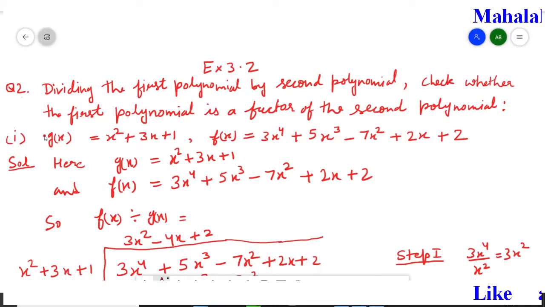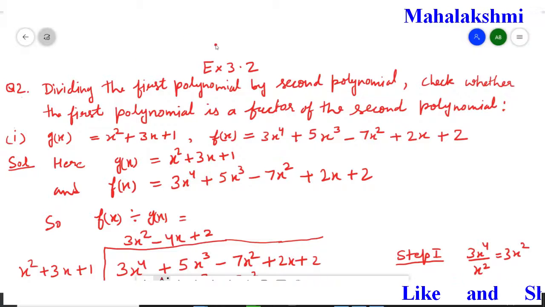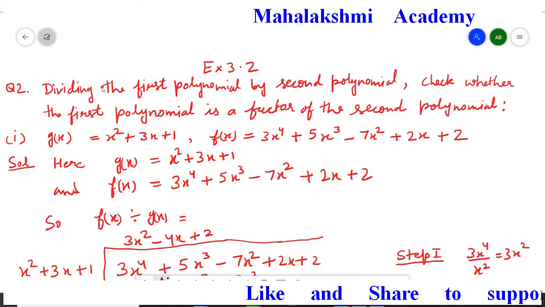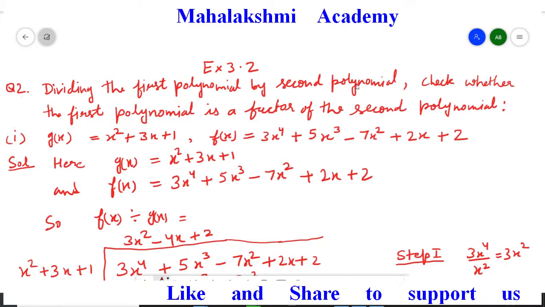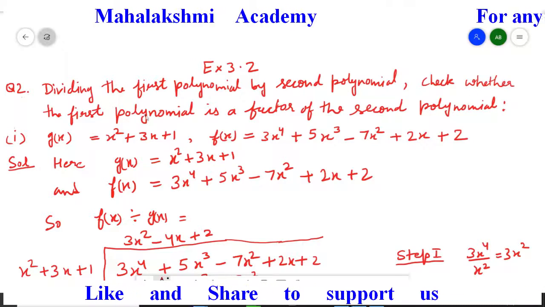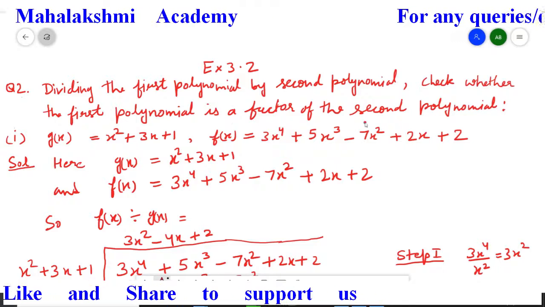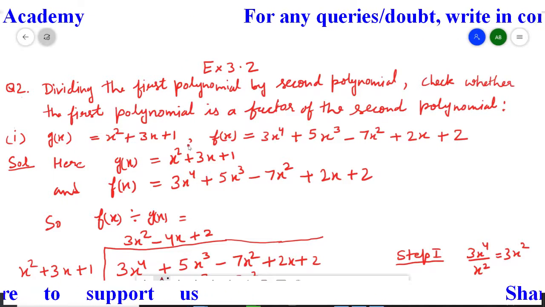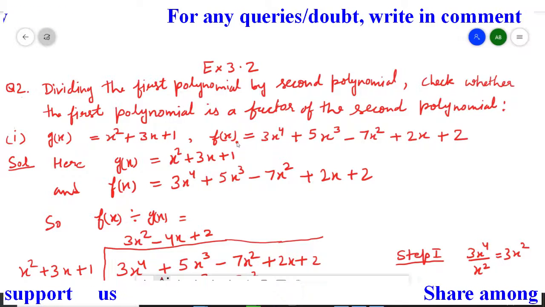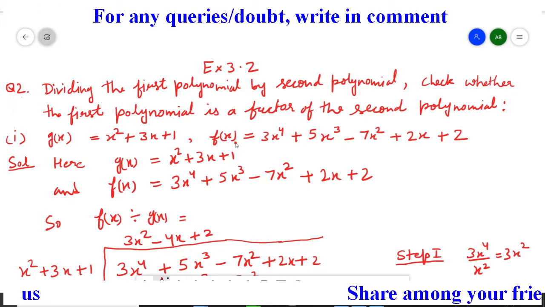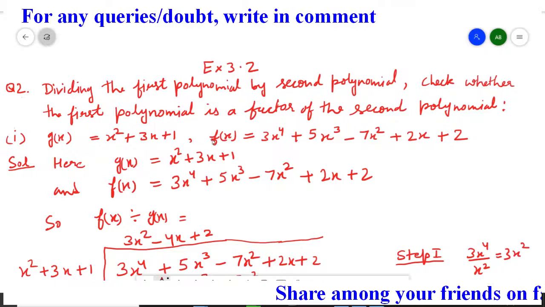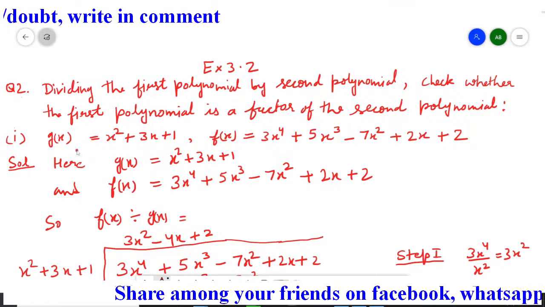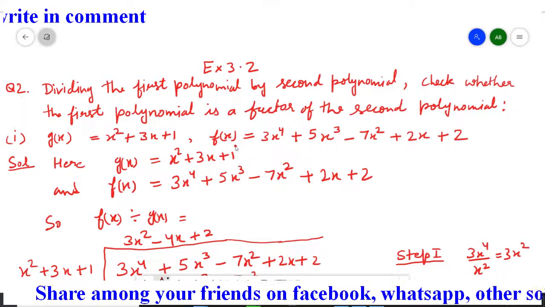Hello everyone, I am going to explain question number 2 from exercise 3.2, and this question belongs to 10th class maths. Dividing the first polynomial by the second polynomial, check whether the first polynomial is a factor of the second polynomial. So here the first polynomial is g(x) and the second polynomial is f(x). So we have to divide the second polynomial, that is f(x), by g(x), and after dividing it we have to answer whether this g(x) is a factor of f(x) or not.